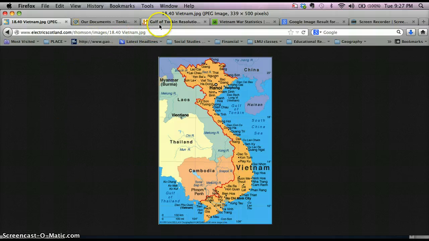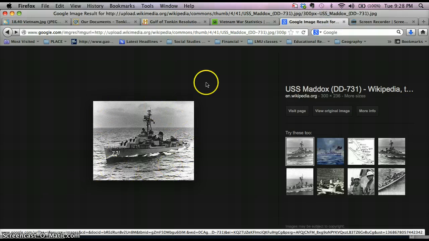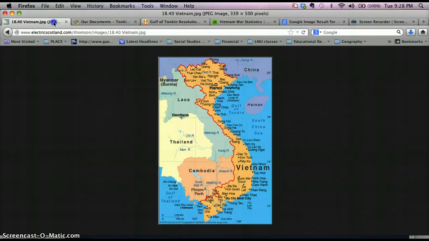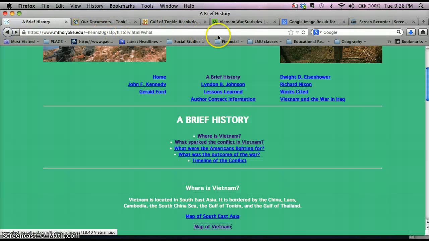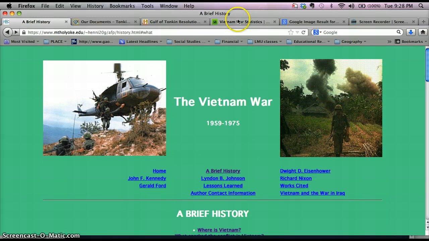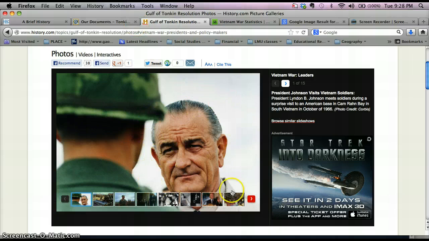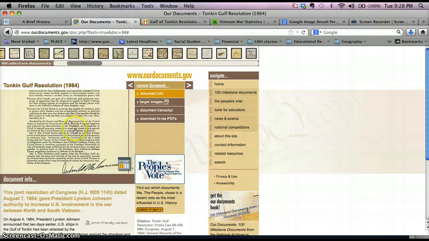But what happened? The Gulf of Tonkin resolution. Well, this ship, the USS Maddox, was in international waters just off the coast of Vietnam. And what happened was that it was fired upon and it was sunk. Shortly after that, this man, President Johnson, created the Gulf of Tonkin resolution.